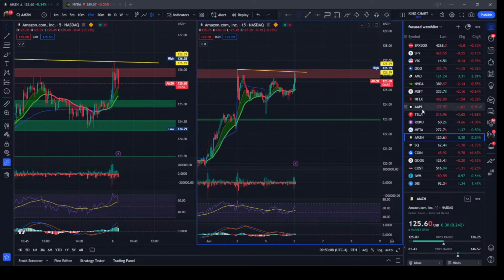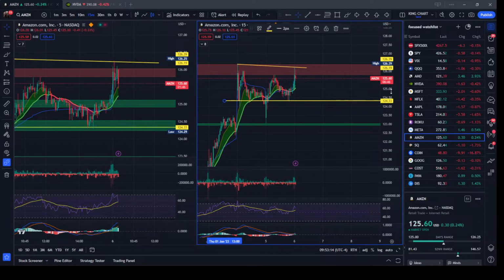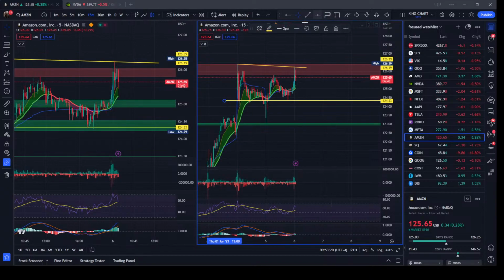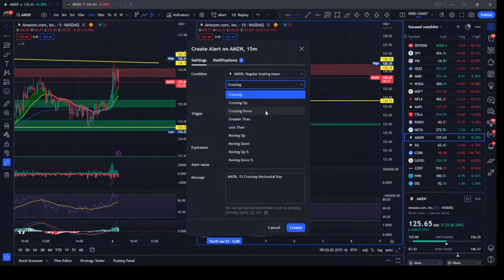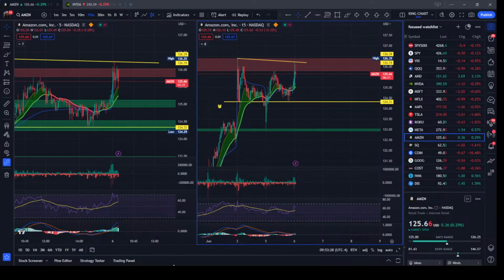I wouldn't take puts until we break below right here. That would be our ideal entry. Below 124.33 would probably be good. So we'll put an alert there. Yeah, guys, very particular about my entries. The more particular about your entries, the better your play, and the less you have to be nervous about it.